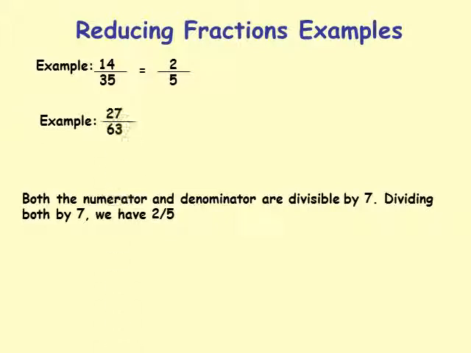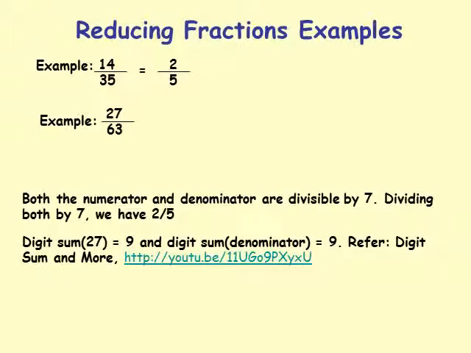Another example here. We're going to do 27 divided by 63. Let's see how you do that. Look at the digit sum of 27: 2 plus 7 is 9, and the digit sum of the denominator is also 9: 6 plus 3 is 9.